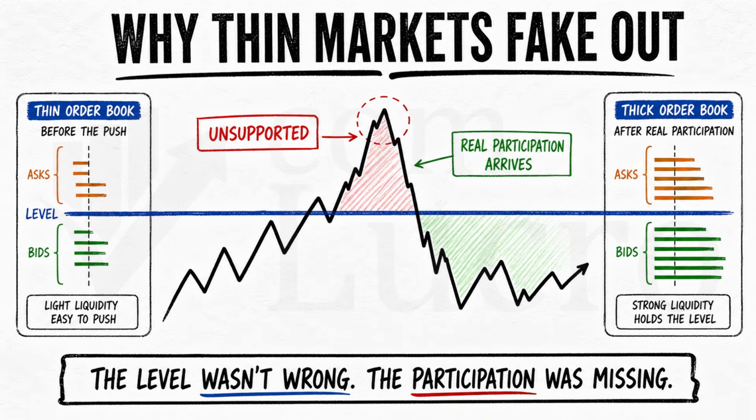And this also explains fakeouts better than any magic theory does. In a thin environment, price can push through a level because there is not enough opposing interest close by. Then real participation arrives, sees that price as too far, and pulls it straight back. The level did not become meaningless. The move through it just did not have enough people behind it.